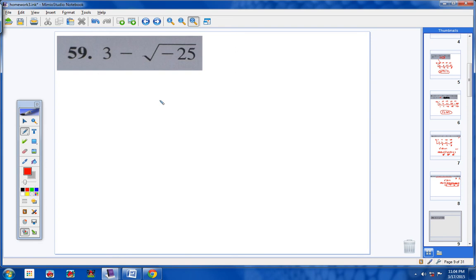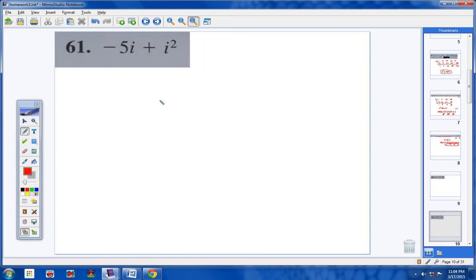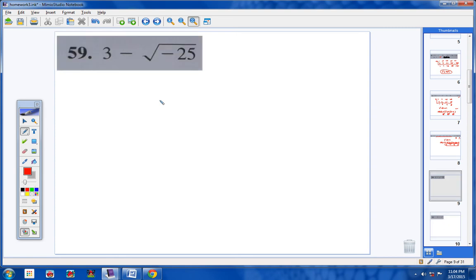Now we're looking at number 59. Let's see here, 59 and 61. The directions say to write the complex number in standard form. Standard form, okay, no problem. First of all, you always take care of the negative and the radical first. So make this positive and put an i right here. Now the square root of 25 is 5, so 3 minus, bring down your 3, bring down your negative, 5i, and you're done. That's it.